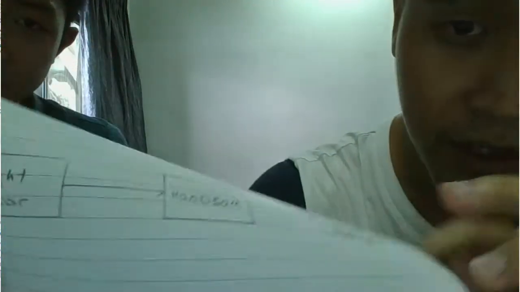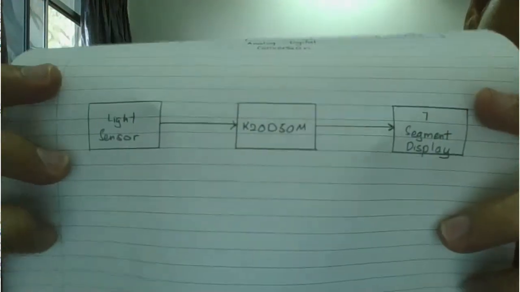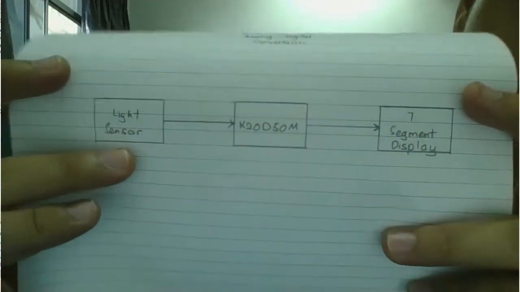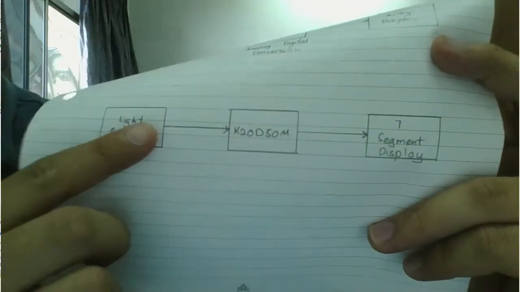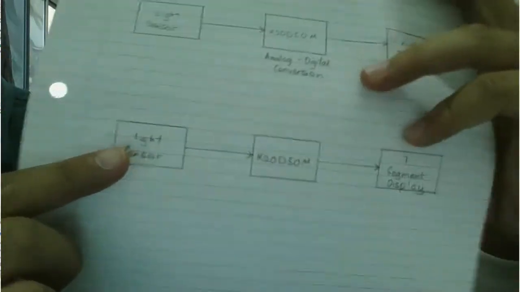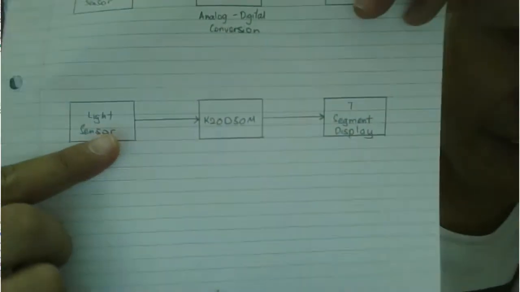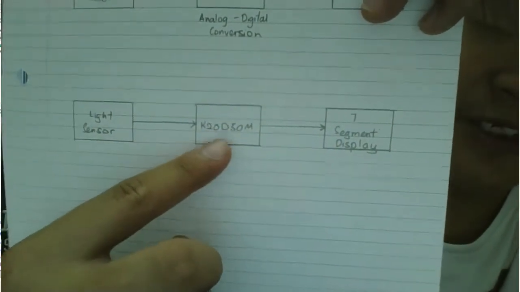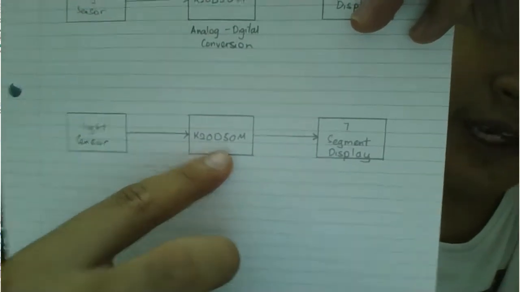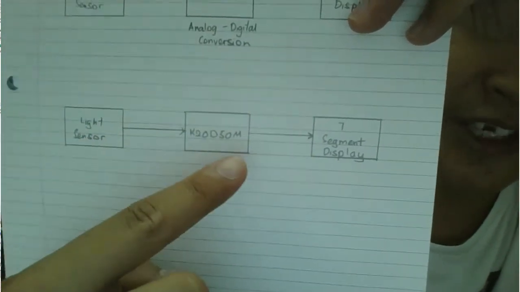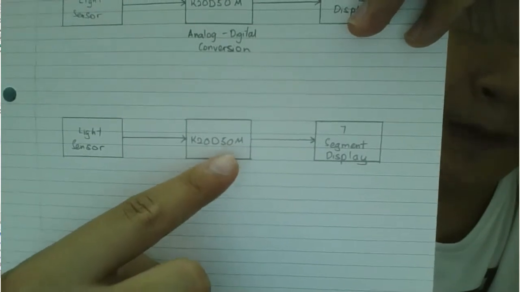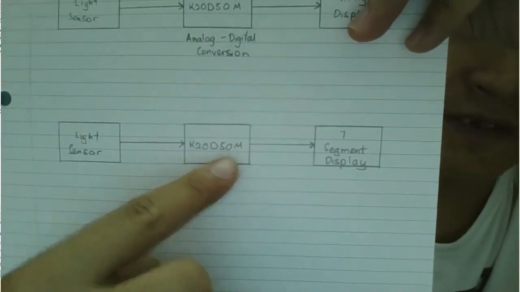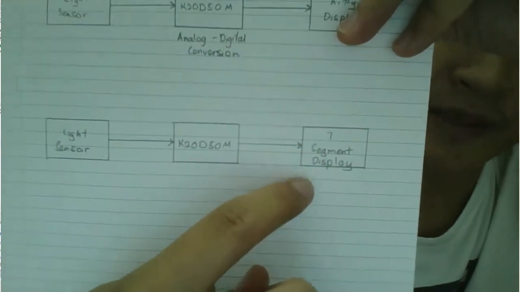The block diagram shows that the light sensor detects the light in the surrounding area, sends an analog signal to be converted to a digital signal in the Freedom board, and based on the range that we set for each number, based on the brightness of the light, it will display on the 7-segment display to show how bright it is as the light sensor is detecting the light surrounding it.